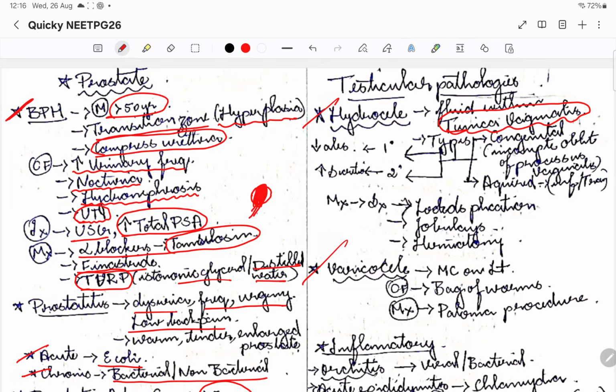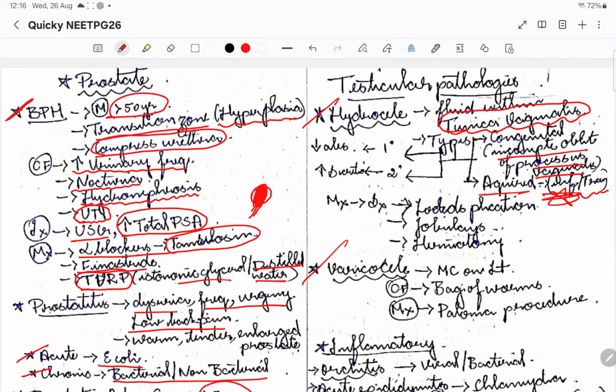Congenital, because there is incomplete obliteration of the processus vaginalis. Which might lead to hydrocele. Okay, so along with the hernia it might happen. Then there is acquired, where there is infection or torsion that had happened, or a trauma that had happened, and which led to hydrocele, the fluid collection. This is the most common type, right?